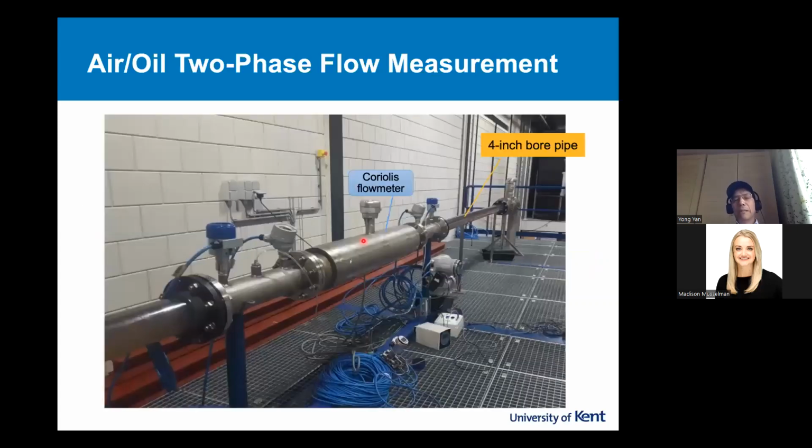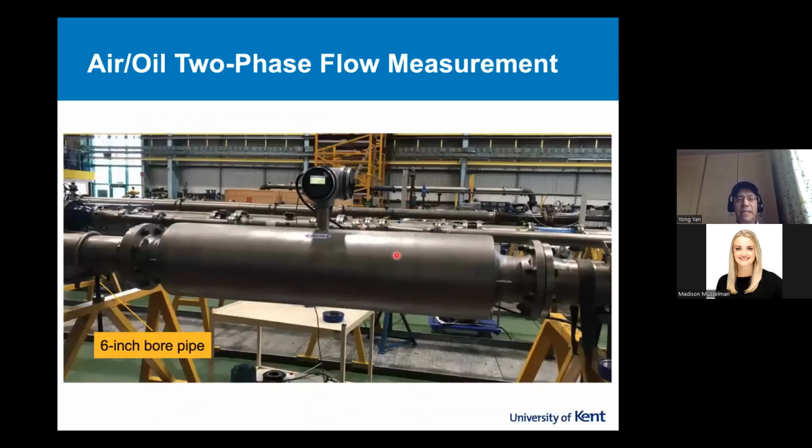Here's an example to show how we assess the technology we developed to measure oil flow rate in the presence of air. This is a 4-inch internal pipe. This is a straight tube Coriolis flow meter. Some Coriolis flow meters have curved tubes. This is a straight tube. This again, straight tube. This is again an air-oil test. This is a 6-inch pipe, pretty large.